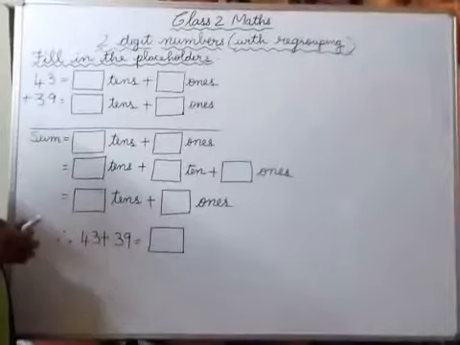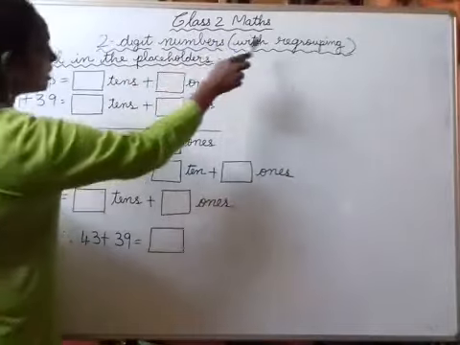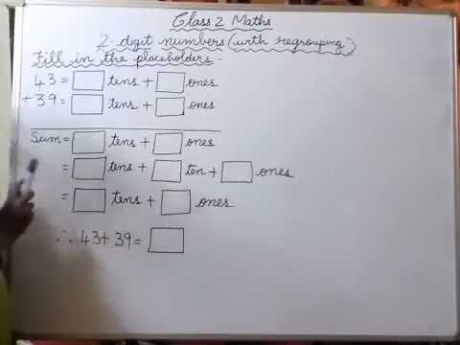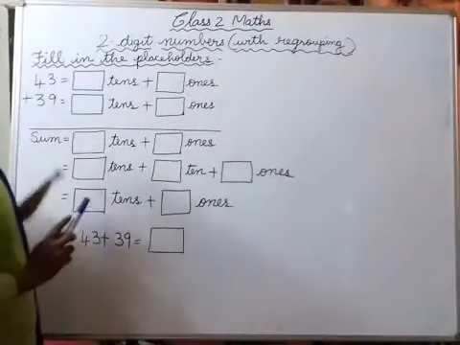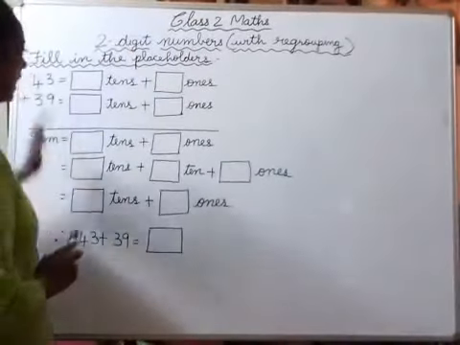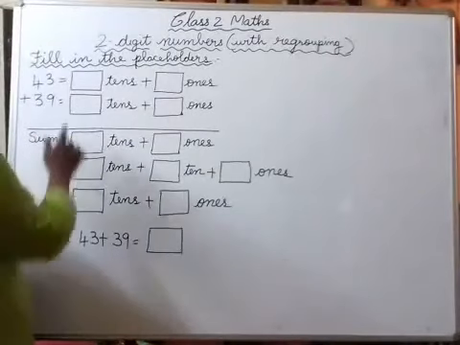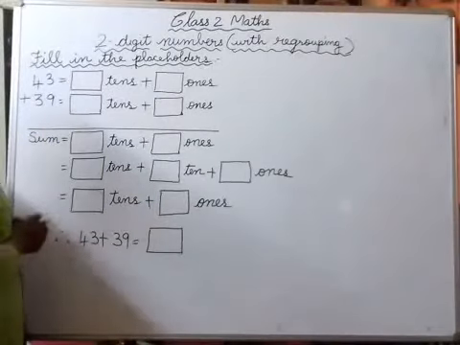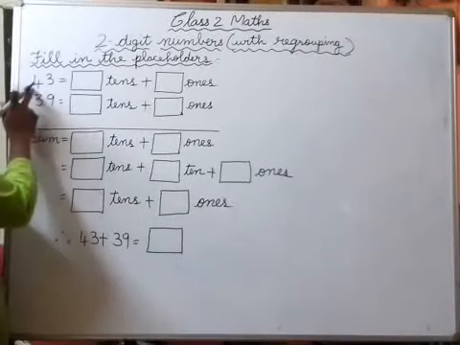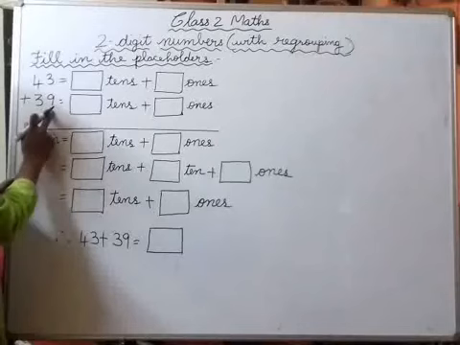Okay, next, 2-digit numbers with regrouping. We are going to do addition of 2-digit numbers with regrouping in expanded form. Expanded form में हम करेंगे अभी. Fill in the placeholders. So first is 43, then you have to add 39 to it.